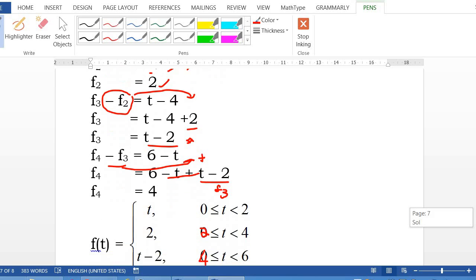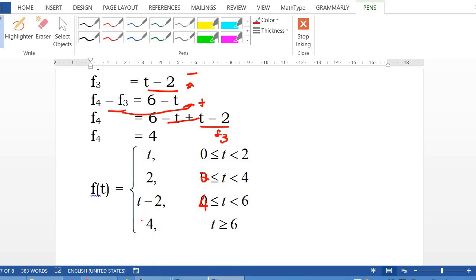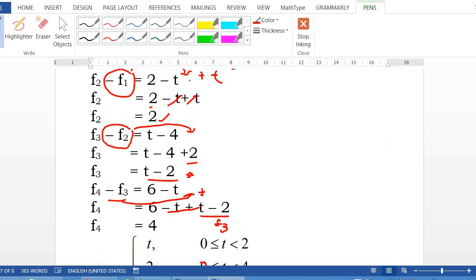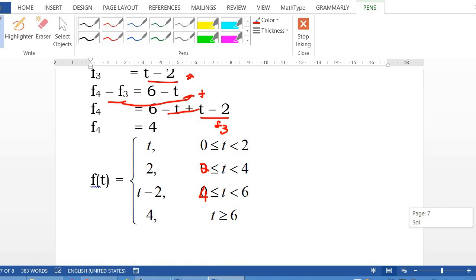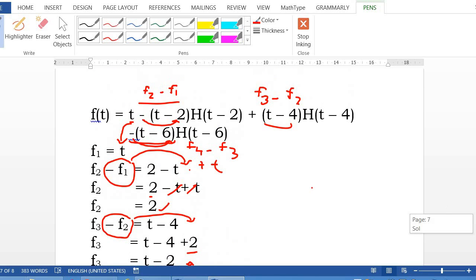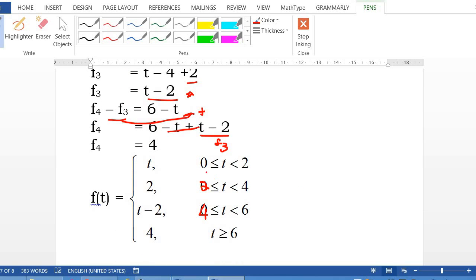Put back, f4 is 4, f3 is t minus 2, f2 we get 2 here, f1 is t, and you have h(t minus 2), h(t minus 4), h(t minus 6). So all here is less than, so for h(t minus 2), 2 here connecting, h(t minus 4), 4 connect here, h(t minus 6), this is 6, this t greater than or equal to 6.